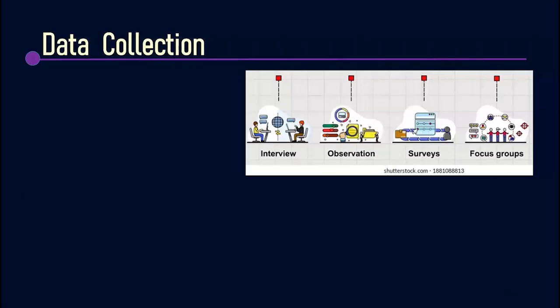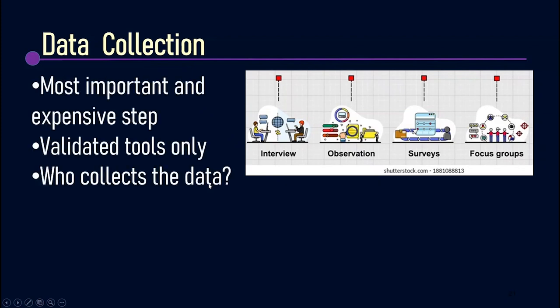Next part is the data collection part. Data collection is the most important and expensive step in any research. Two things we need to remember regarding data collection while writing the research proposal. If we are using some international tools, those tools should be validated in your country or in your culture. And next, we need to specify who collects the data.